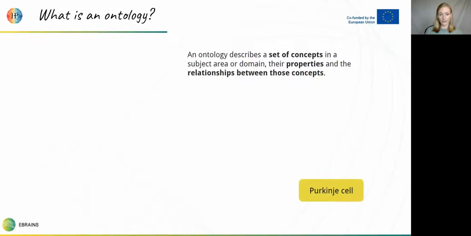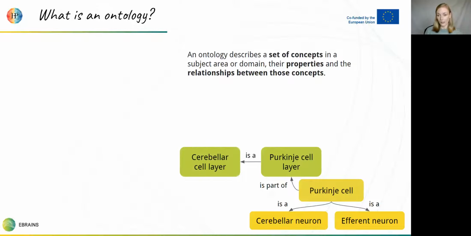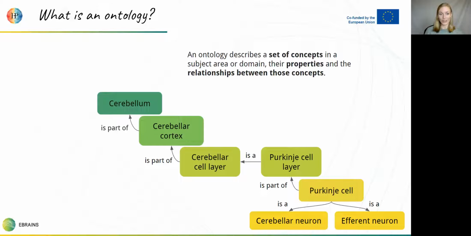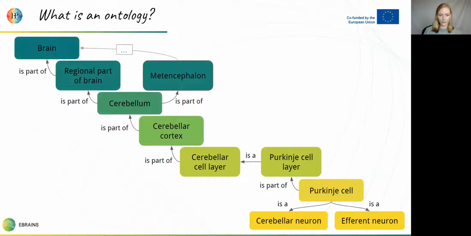A Purkinje cell is a cerebellar neuron, but it's also an afferent neuron. Purkinje cells can be found in the Purkinje cell layer, which is a cerebellar cell layer. Cerebellar cell layers are part of the cerebellar cortex, which in turn is part of the cerebellum, which is a regional part of the brain. Even though the example used here broadly has a hierarchical representation, ontologies are commonly not hierarchical. For example, the cerebellum is also part of the metencephalon, which is, again, a part of the brain.